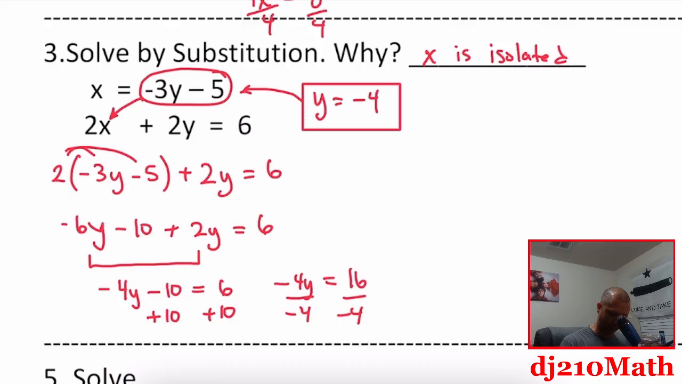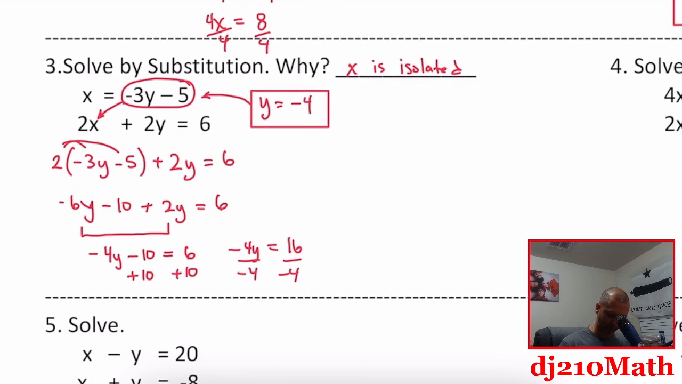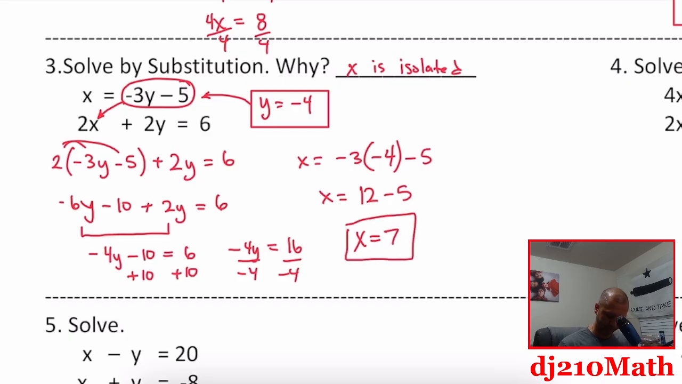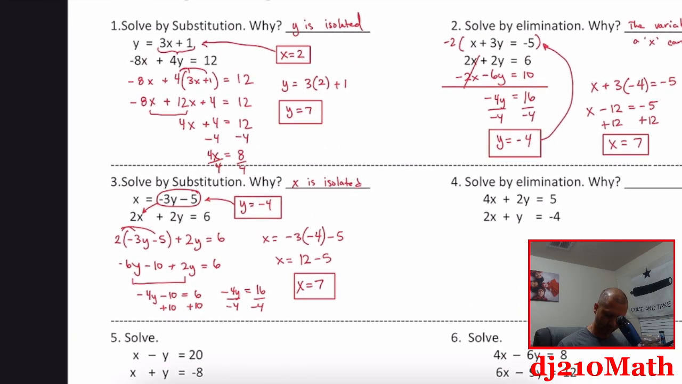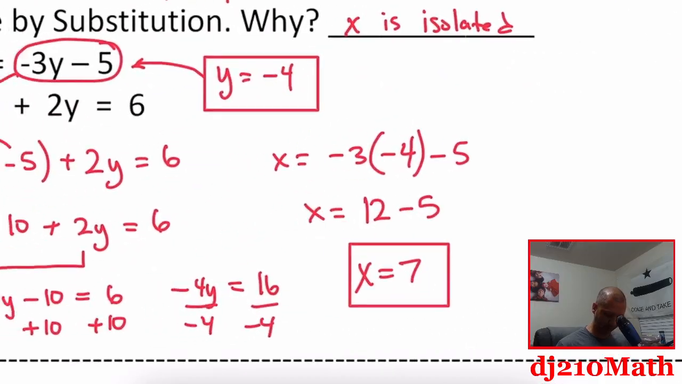And then plug into one of the originals and solve for x. So x is equal to negative 3y, which is negative 4, minus 5. Therefore, x is equal to, negatives are positive, 12 minus 5. X is equal to 7. The exact same problems. Okay, interesting.